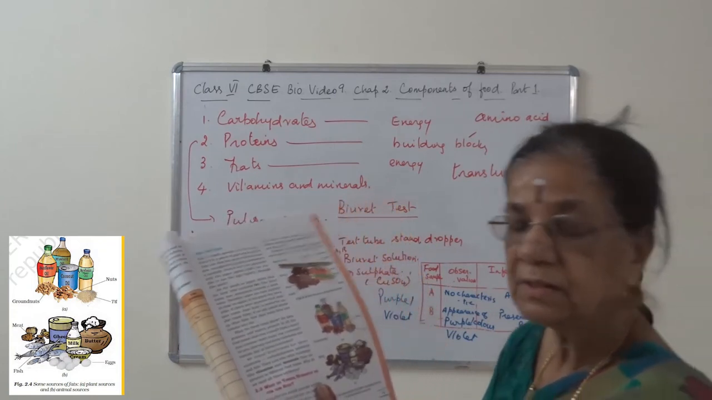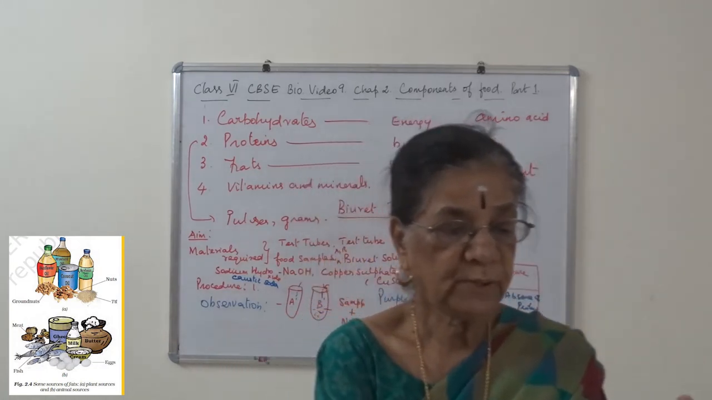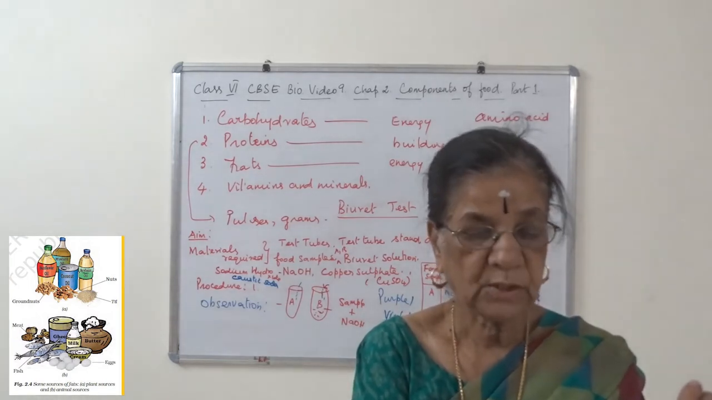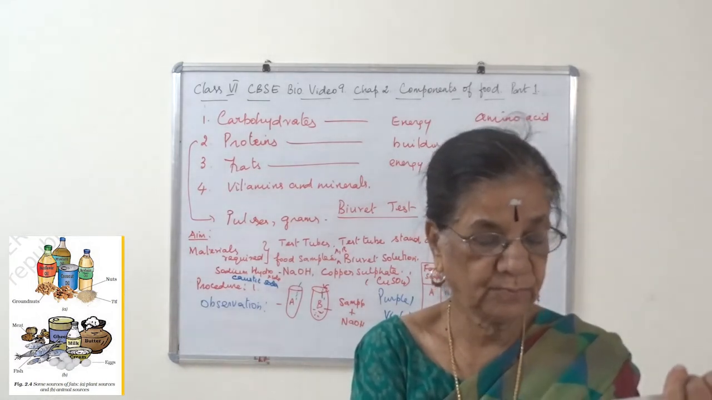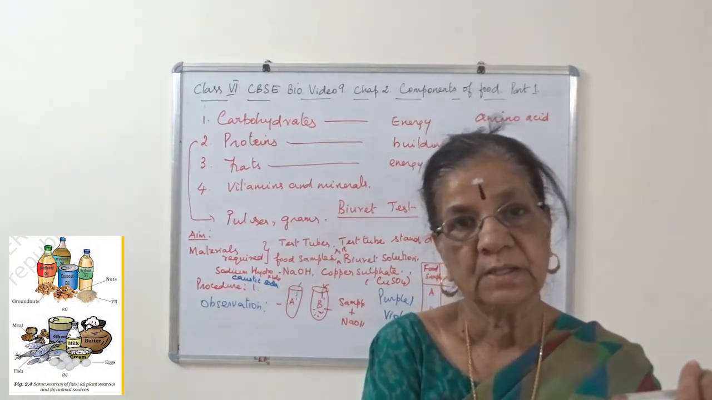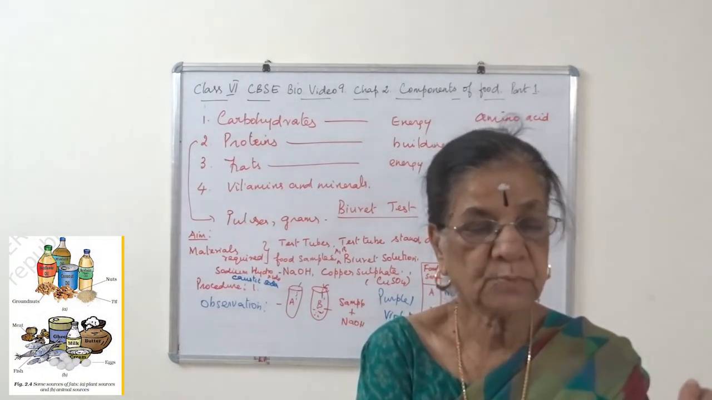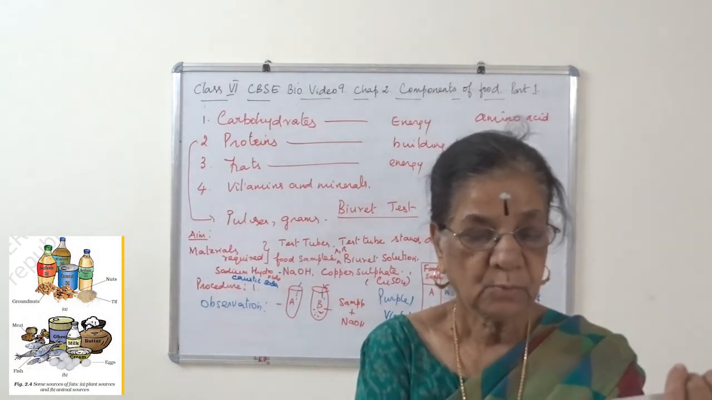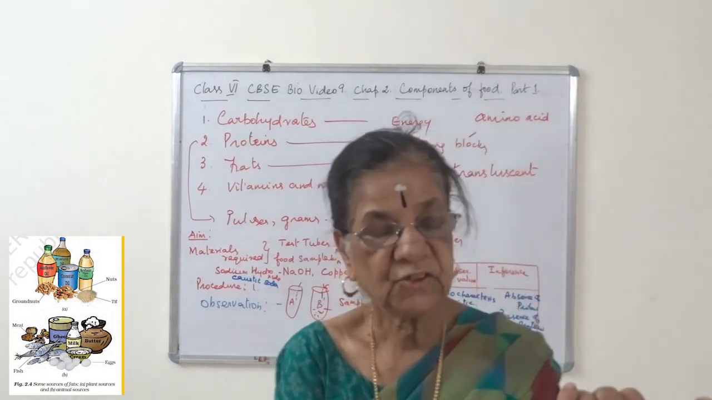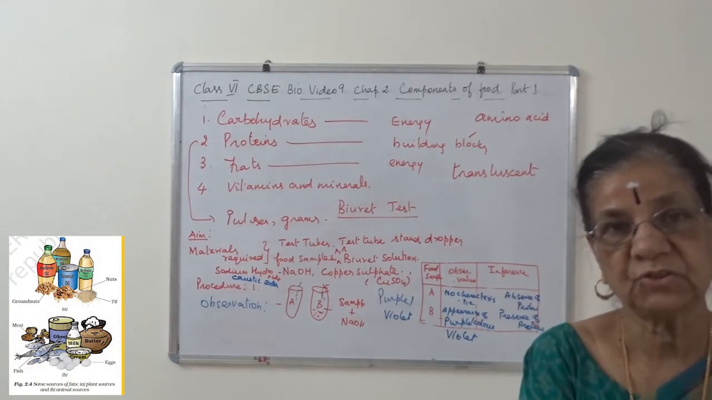Are you clear? So, fat and carbohydrate in the textbook: sweet potato, sugarcane, papaya, watermelon, mango, maize, bajra, rice and wheat. I repeat: sweet potato, sugarcane, papaya, watermelon, mango, maize, bajra, rice and wheat. These are the carbohydrate sources.